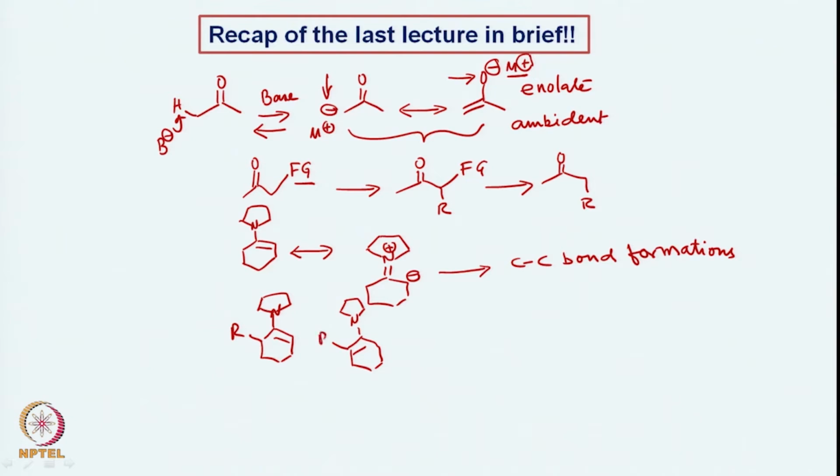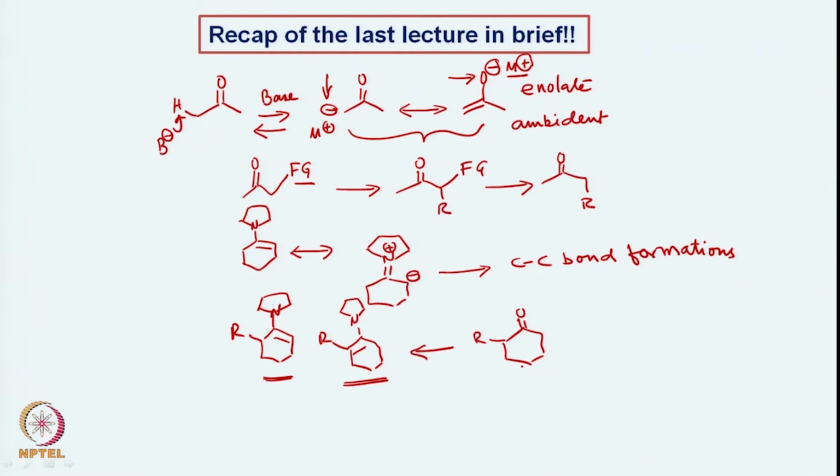So, it is not easy to generate these enamines, which are formed from, for example, a ketone which is of unsymmetrical type. So, these were the problems, but at the same time we also saw how the enamines can be allowed to react and form various natural products or complicated molecules in an easy fashion.